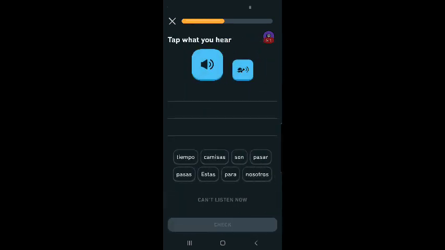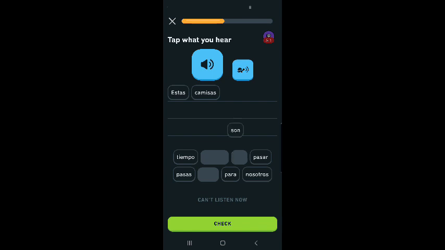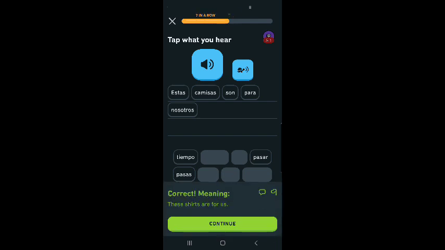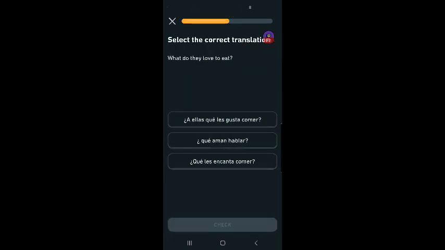Estas camisas son para nosotros. These shirts are for us. What do they love to eat? You help me, okay? I'll read it and you tell me which one you think it is. A ellas que les gusta comer, que aman hablar, or que les encanta comer.